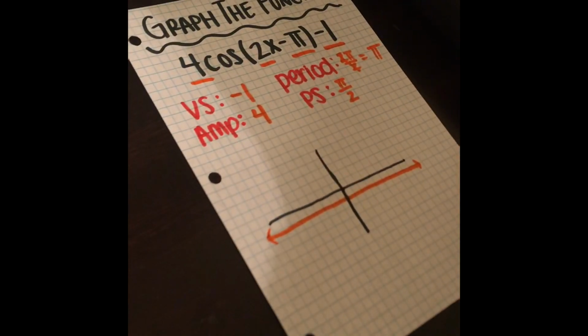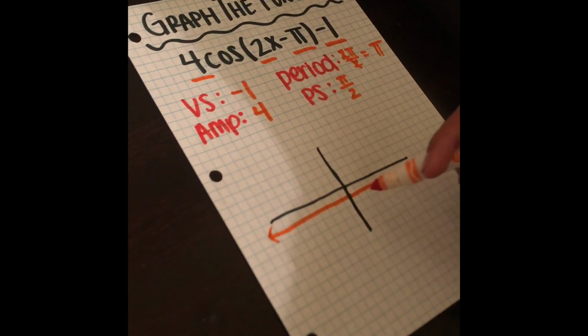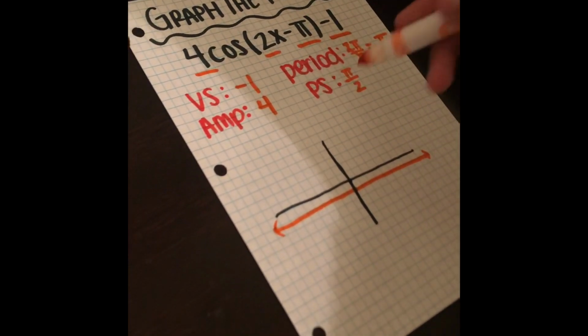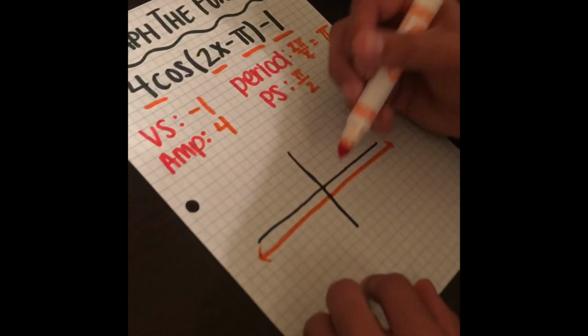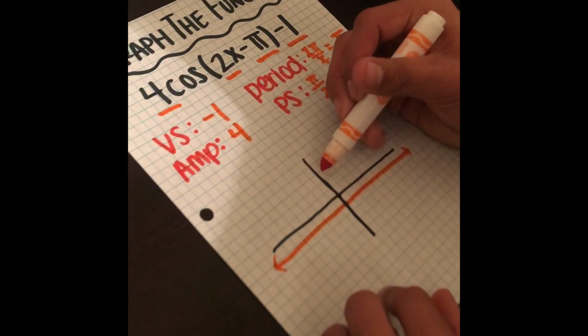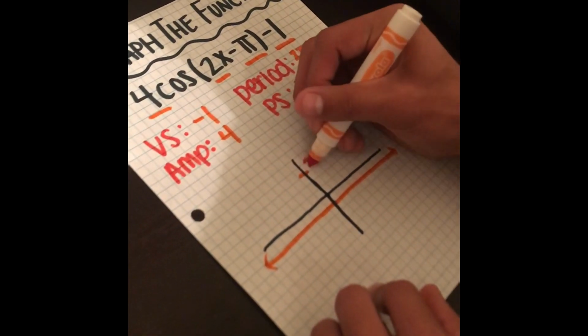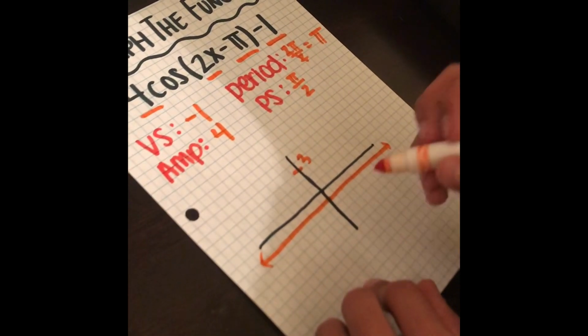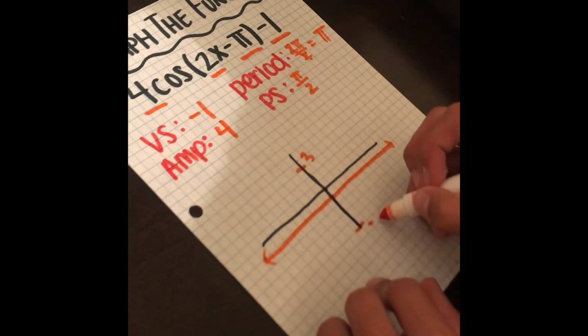Next, we're going to find the amplitude. And the amplitude, how much it goes up and down, which is 4. So we're going to go up 4. So 1, 2, 3, 4. And which in this case is 3. And if we go down 4, it would be -5.